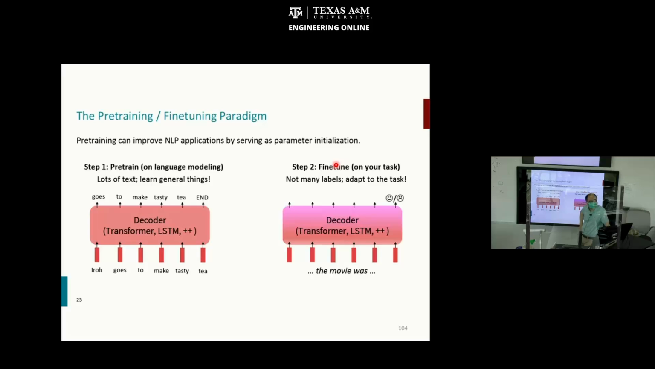Any ideas? From the perspective of optimization. What assumptions are we making? What is the rationale of this pre-training fine-tuning from the perspective of optimization?